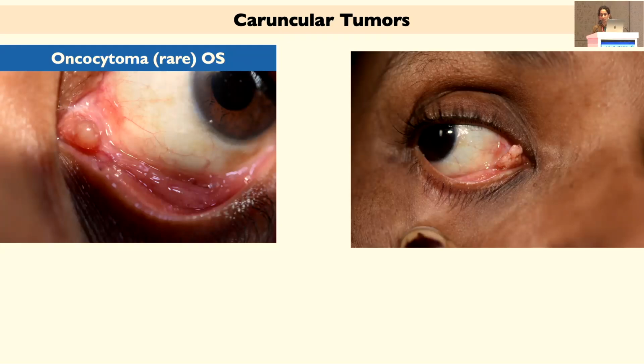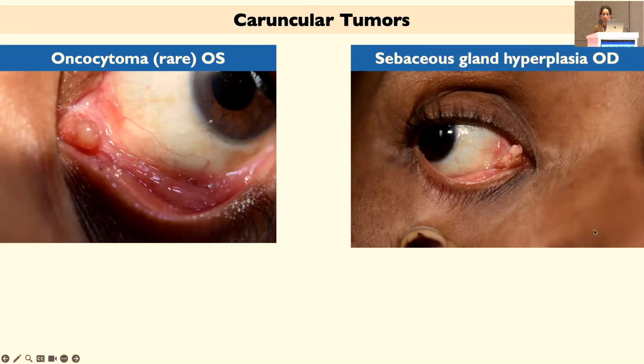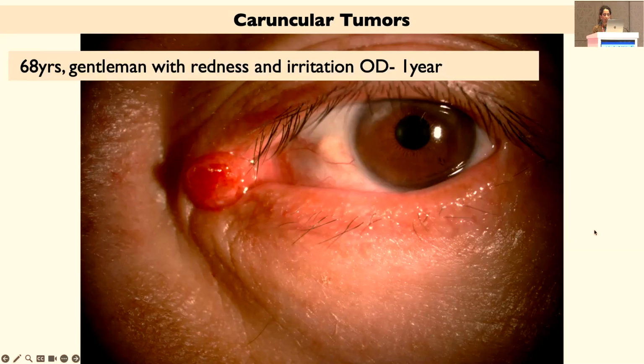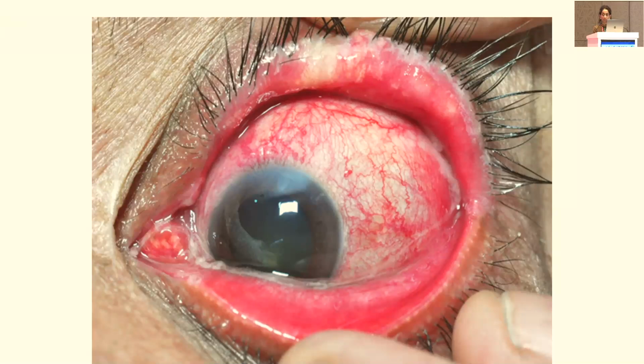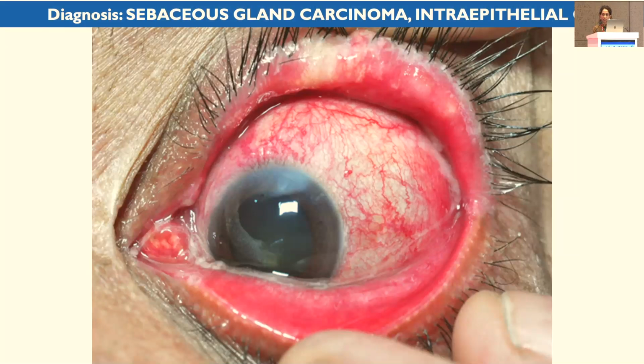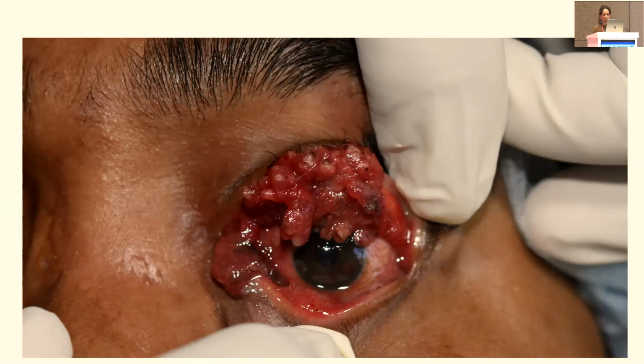Caruncular tumors, quick takeover here. Oncocytoma, I just saw one case in my whole 12 to 13 years of practice. Very, very rare, but these are the lesions that you should be keeping in mind in a caruncular lesion. Sebaceous gland hyperplasia, 68-year-old gentleman, redness, fiery red lesion. It could be a sebaceous gland carcinoma as well. Sebaceous gland carcinoma can present as a very asymmetric unilateral blepharoconjunctivitis, which is a pagetoid intraepithelial variant of a sebaceous gland carcinoma.